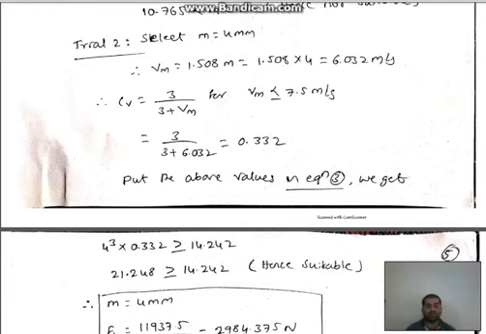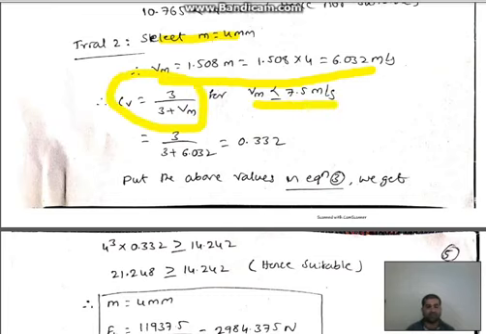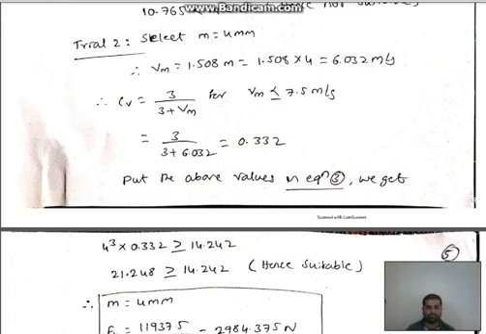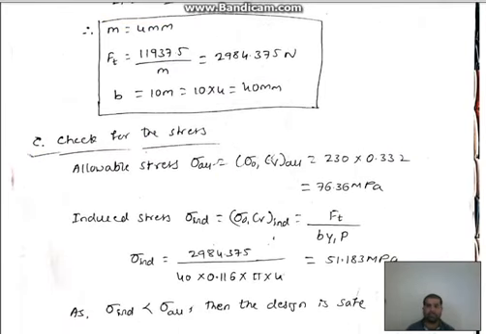The same procedure is followed as in trial 1. Select moduli equal to 4 mm. Again calculate the pitch line velocity. If this velocity is less than 7.5 meter per second, then again we use the same equation. Calculate velocity factor. Put all these values again in equation number 3. Now the LHS value is greater than the RHS value, hence the selected moduli is suitable. Finally we get moduli equal to 4 mm. Then the tangential tooth load is this value, and we also calculate the face width. 10 moduli is 40 mm.